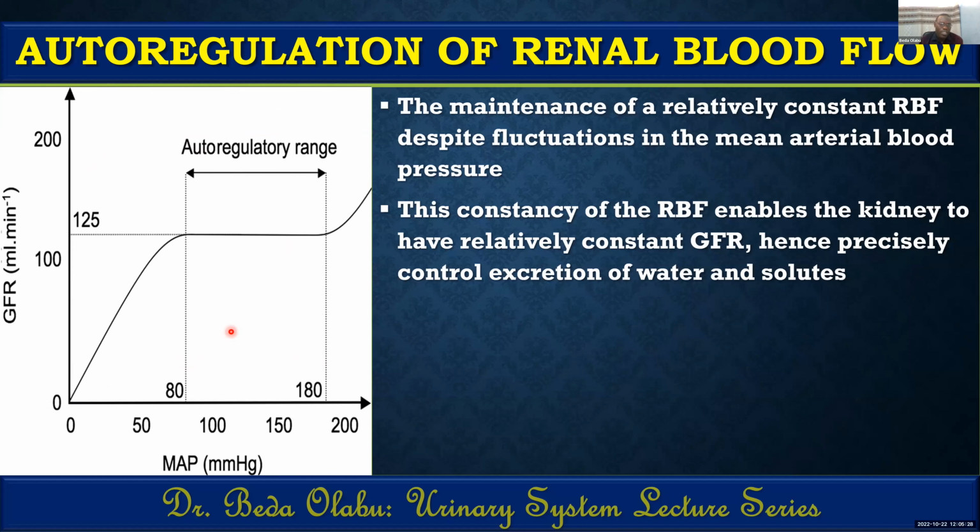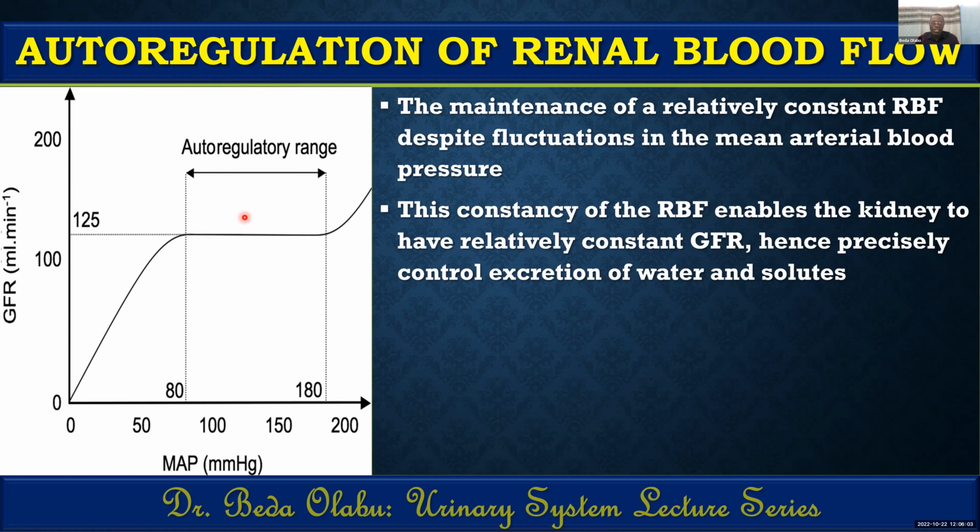Maybe we understand it from this other graph as well. The one below shows you the mean arterial pressure, within the range, as you can see in this particular graph, of 80 to 180. This is the autoregulatory range. Some books will give you 70 to 180, 70 to 160, 70 to 200, 70 to 210. So anyway, it's a range.